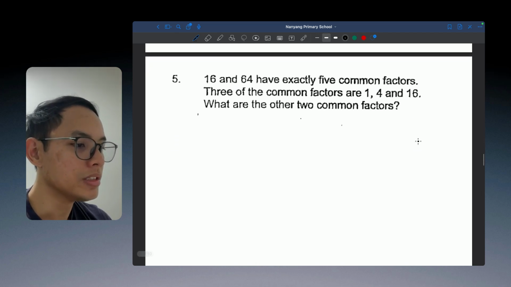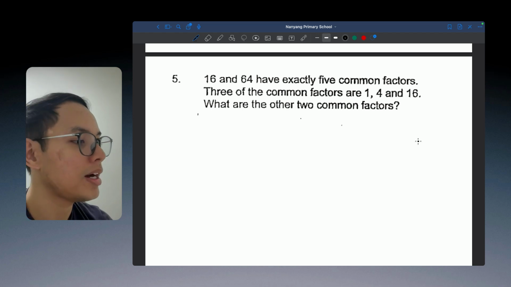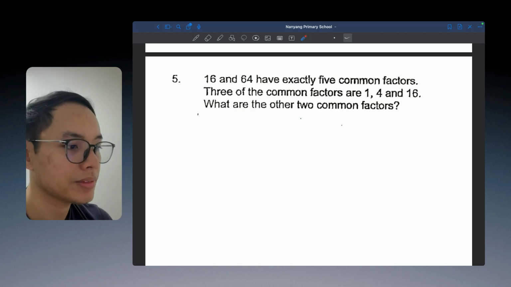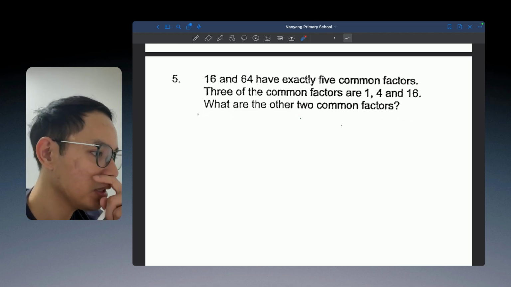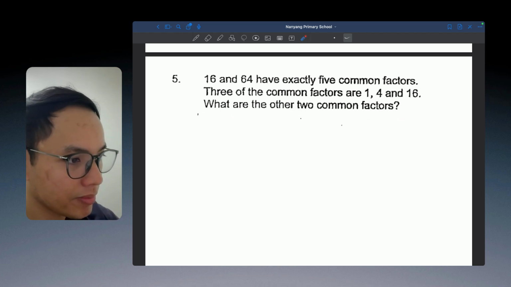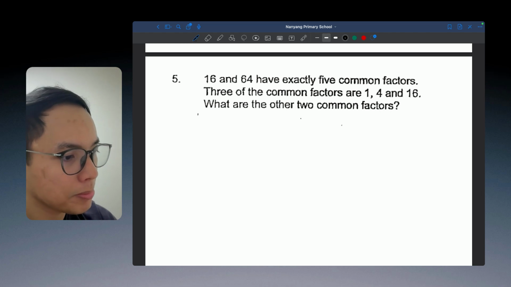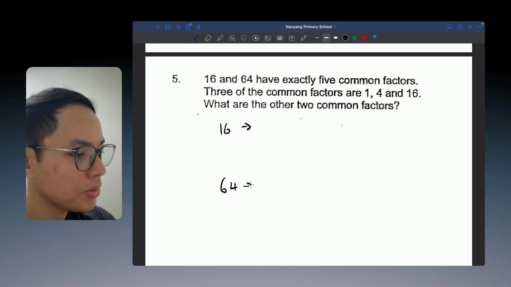All right, next question is 16 and 64 have exactly 5 common factors. 3 of the common factors are 1, 4, and 16. What are the other 2 common factors? Okay, so let's write down. 16 and 64. So you put here 16 and then you can put here 64 below. Okay, so what are the common factors? We already know that 1 is a common factor. So you put 1, 1, 1.